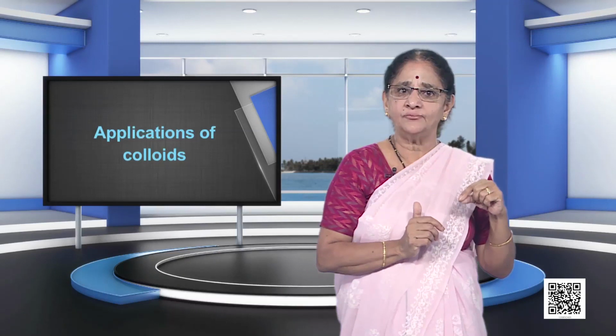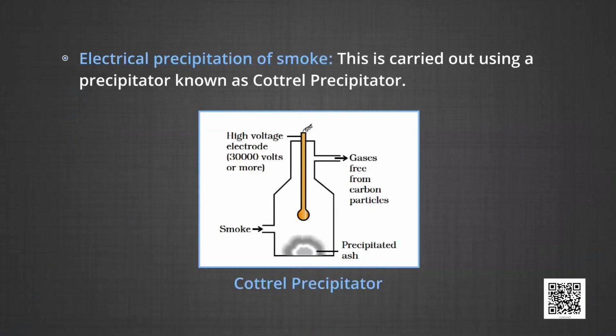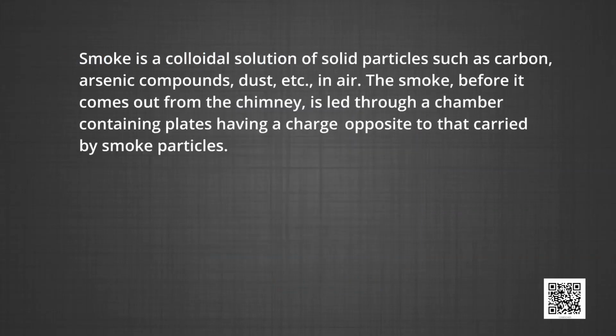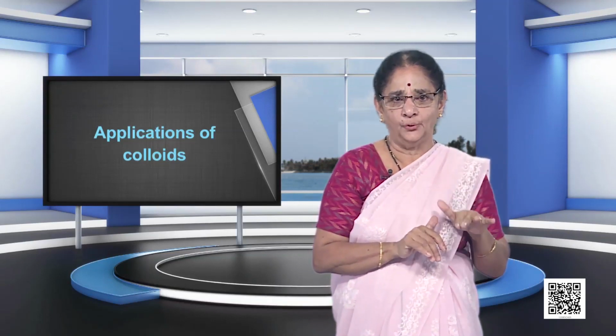Let us study the applications of colloids. Colloids are widely used in the industry. Following are some examples. Number 1, electrical precipitation of smoke. This is carried out using a precipitator known as Cottrell precipitator. Smoke is a colloidal solution of solid particles such as carbon, arsenic compounds, dust, etc. present in air. The smoke, before it comes out from the chimney, is led through a chamber containing plates having a charge opposite to that carried by smoke particles. The particles on coming in contact with these plates lose their charge and get precipitated. The particles thus settle down on floor of the chamber.